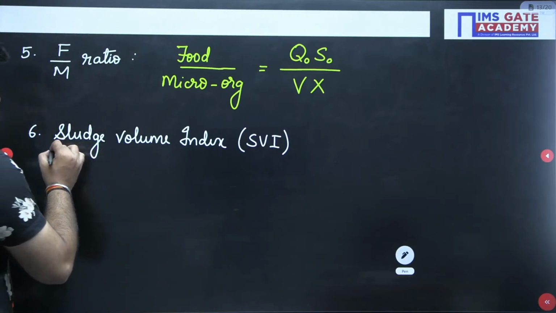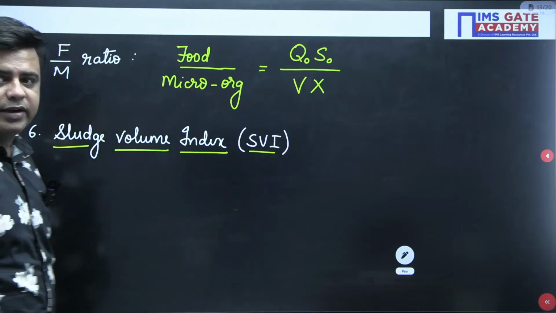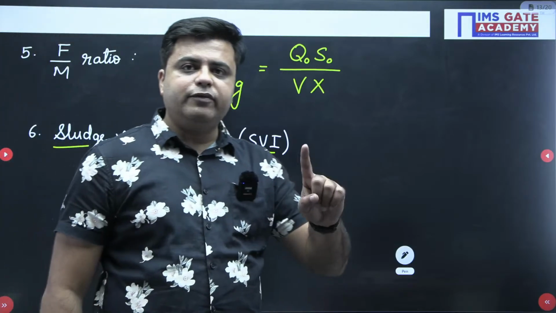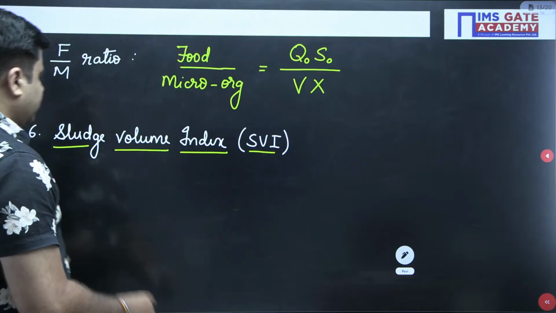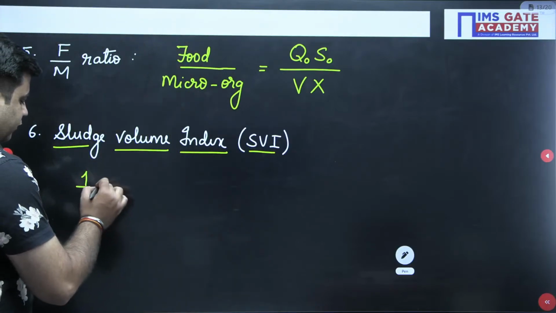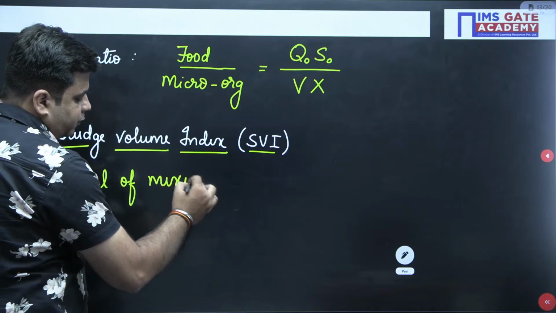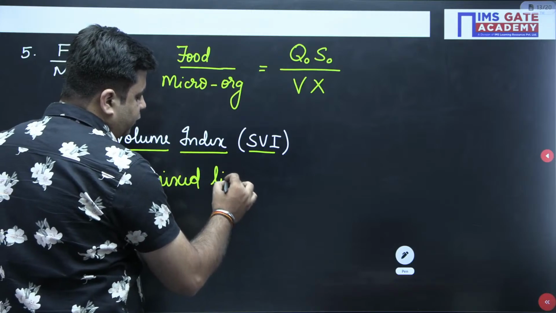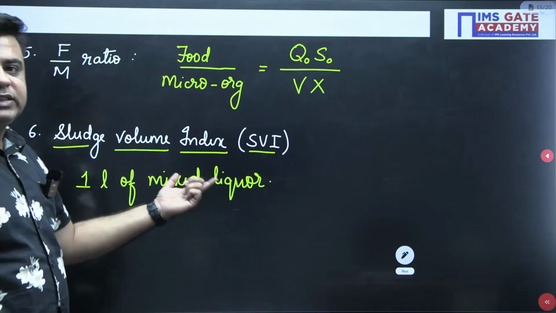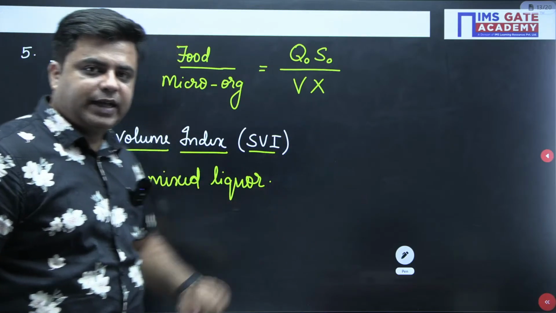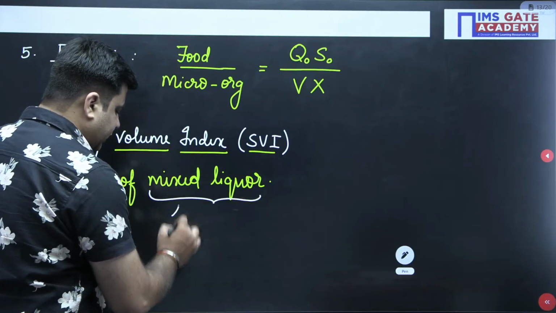Now, what do we mean by sludge volume index? Sludge volume index is basically calculated by taking 1 liter of mixed liquor. Now, where is this mixed liquor present? This mixed liquor is present in the aeration tank.